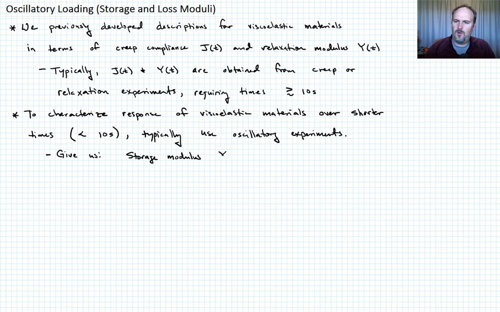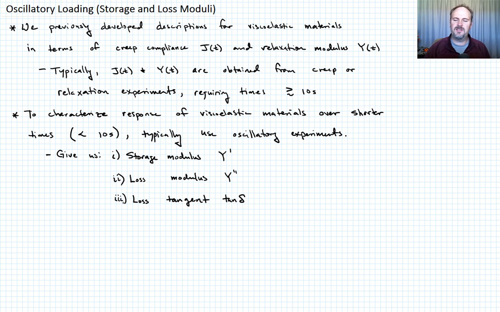And I'm going to call that Y prime, and we'll define that more formally later. It's going to give us the loss modulus. We'll call that Y double prime. And it's also going to give us the loss tangent, which we're not going to talk about in this lecture, but just for completeness, I'll remind you of it, which will typically be called the tan delta. Okay, so it's going to give us these three quantities.